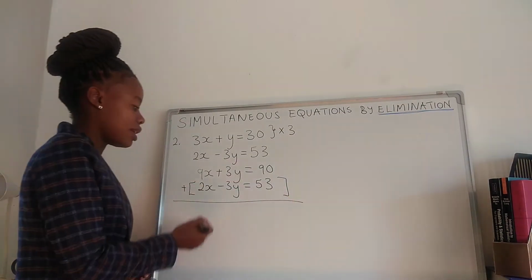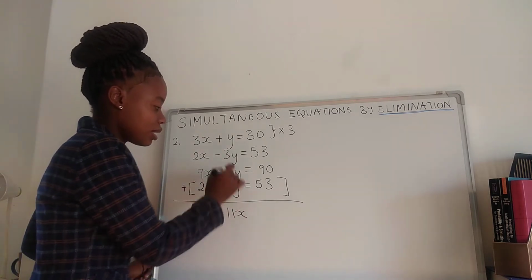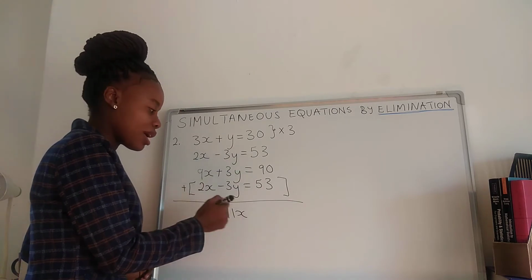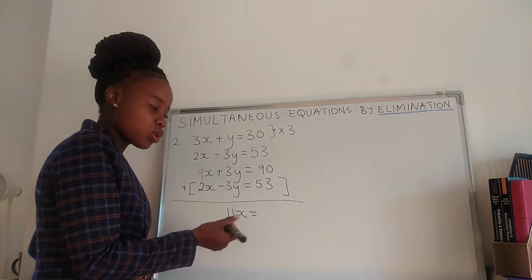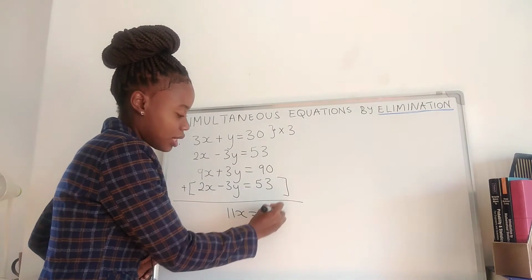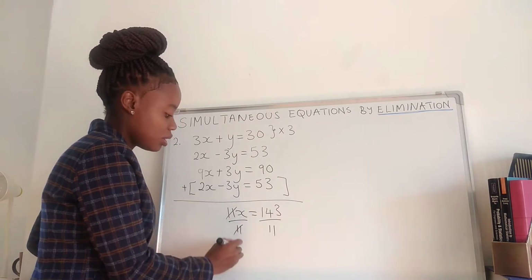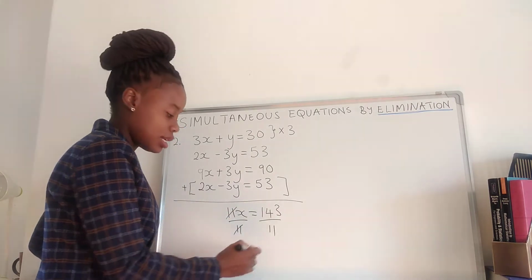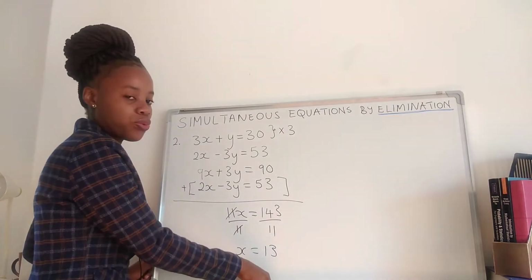Okay, we're going to add 9x plus 2x, we're going to get 11x. 3y plus negative 3y is 0, equals 90 plus 53, we're going to get 143. Okay, we divide by 11 both sides. So our x is going to be 13. Okay, now let's look for our y.